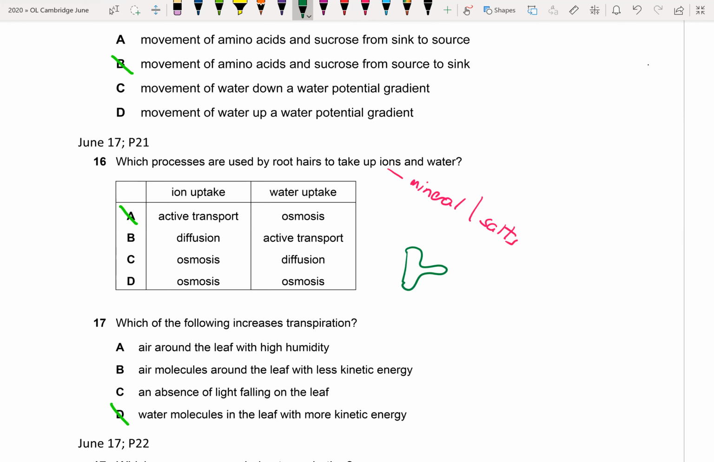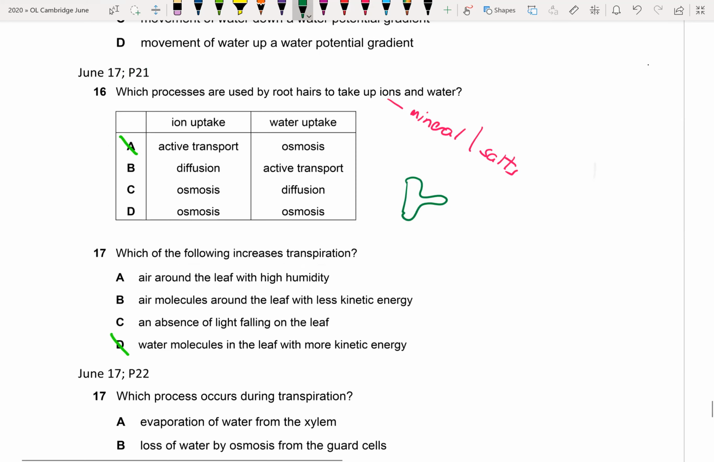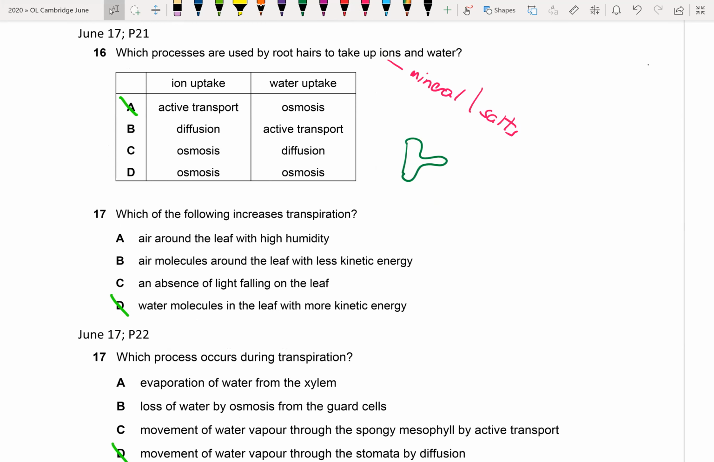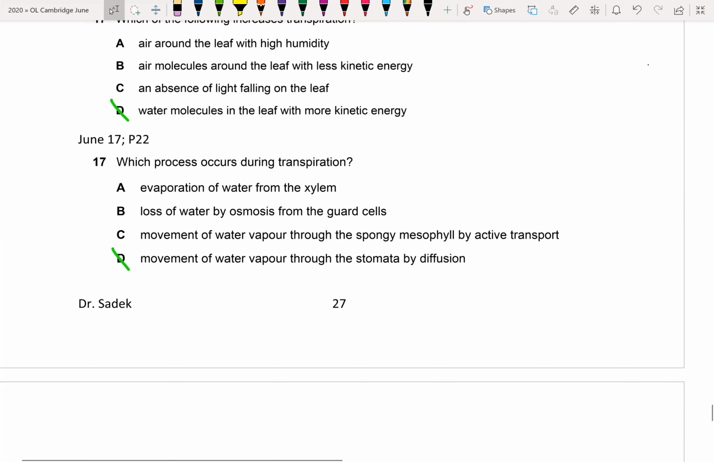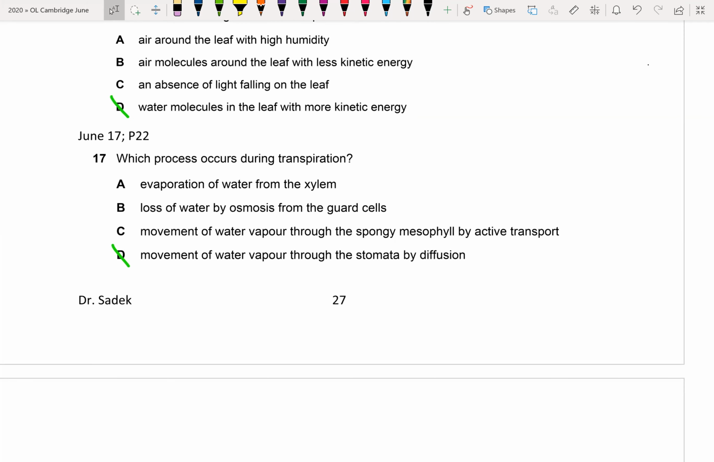Which of the following increases transpiration? ايه اللي هيزود الترانسبيريشن؟ والله هتقول لي بقى water molecules in the leaf with more kinetic energy. ما هي كل ما يبقى water molecules عندها more kinetic energy يبقى more evaporation و more diffusion. Which process occurs during transpiration? والله water vapor is going to leave through the stomata.